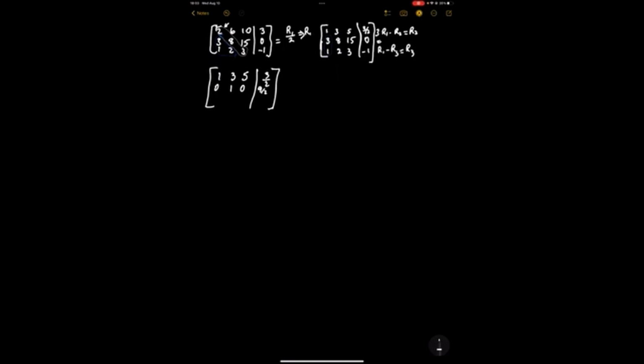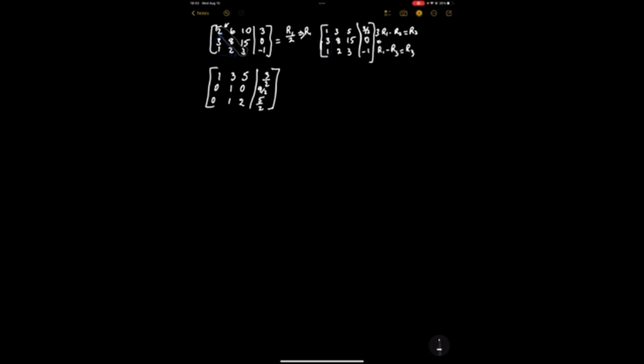Now, row 3. Row 1 minus row 3. 1 minus 1 is equal to 0. 3 minus 2 is equal to 1. And 5 minus 3 is equal to 2. 3 halves minus a negative 1, which is 3 halves plus 1, is equal to 5 halves.